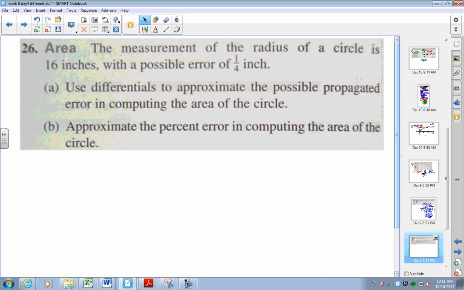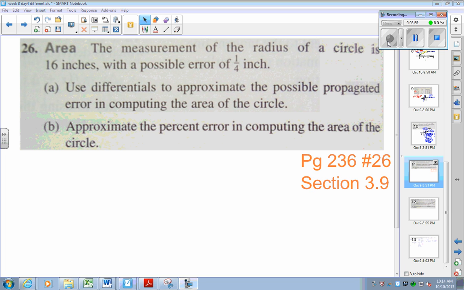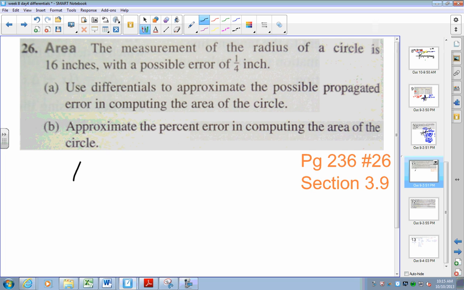There we go. Here's 26. I'm going to show you how to do this one. Here comes a word problem. If you want, you can write it down. That's fine. I'll pause it. Okay, so this is on page 236, number 26. Okay, what's the area of a circle? That's worrisome. Okay, so that's pi r squared. It's not 2 pi r. That's circumference. Learn it. Okay?